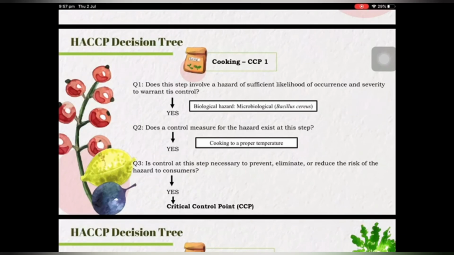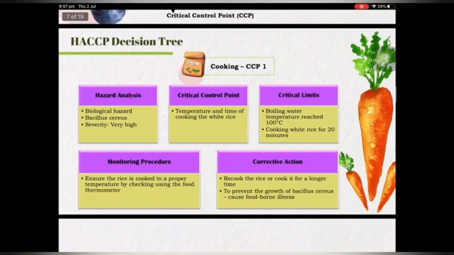Next, cooking of the white rice is considered as a critical control point because from this decision tree, this step does involve a hazard, which is a biological hazard, and consists of a control measure. Therefore, in this cooking process, the hazard found is a biological hazard, which is microbiology. The severity of this hazard is very high, and the critical control point for this step is the temperature and time of cooking of the white rice.